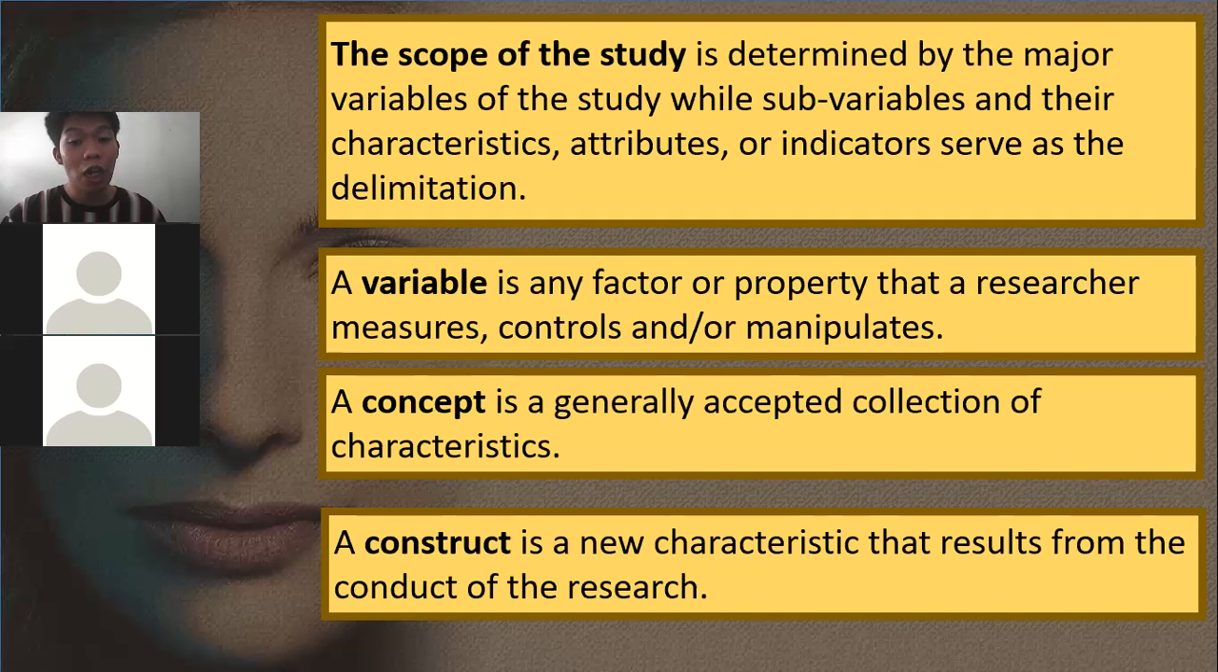See, concept is generally accepted collection of characteristics. So see, concept is usually the topic or what is your study all about. A construct is a new characteristic that results from the conduct of the research. When you say construct, it usually results from the result of your study. Ano man yung, when you conduct your research, what have you observed? What have you analyzed?